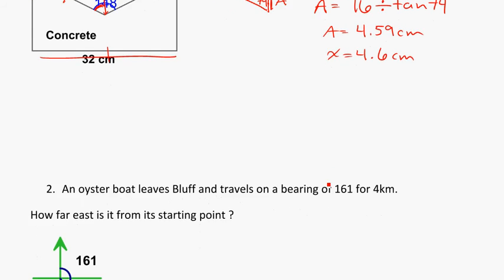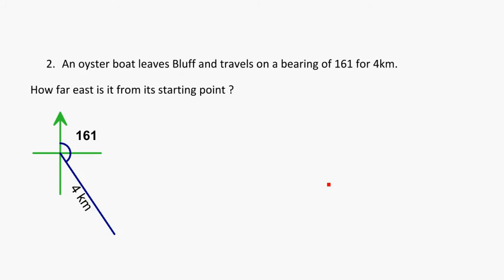And looking at the last problem here, this is about bearings, and we'll do bearings a little bit later as well, but to remind ourselves, bearings are always measured from the north. So if I think about that arrow pointing straight up, the bearing will always be measured from north down around to the angle. So that's why the bearing looks like that. An oyster boat leaves Bluff and travels on a bearing of 161 for 4 kilometers. The bearing of 161 is actually the size of that angle from north all the way down for 4 kilometers. How far east is it from the starting point?